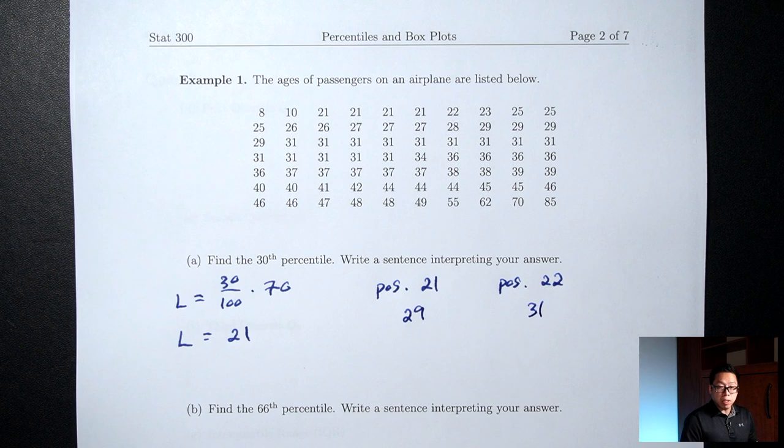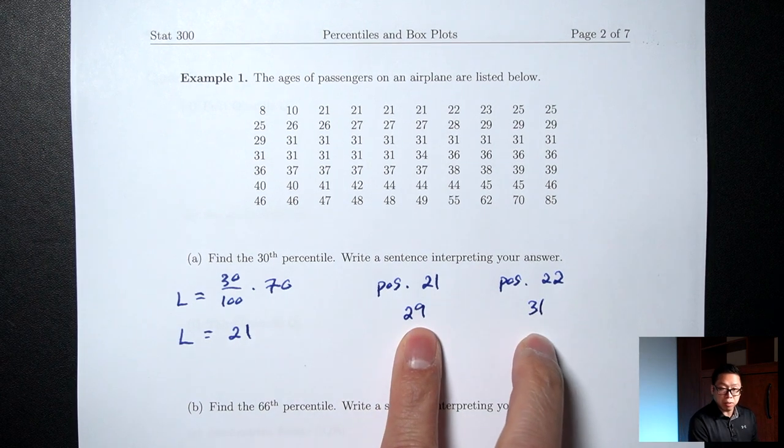And the directions are telling us we need to average those two data values. So to average, add them up, divide by two.